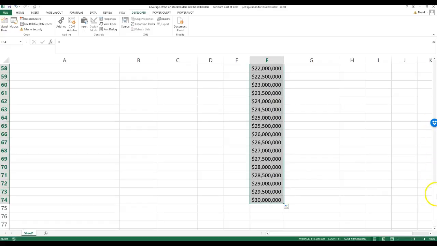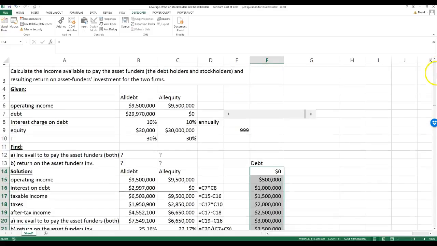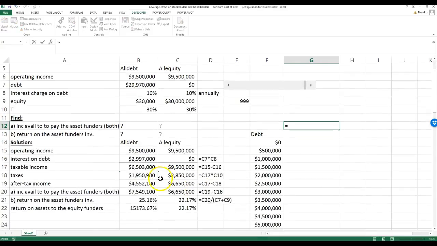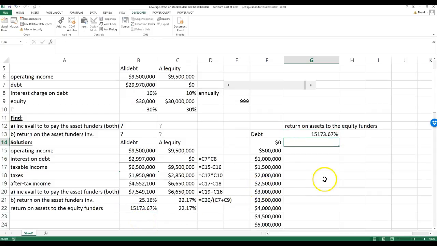And then if we go back up to the top, I'm going to go equals, and that's going to equal the return to the equity funder. So I'm going to click on that. And here I'm going to go equal. We're going to use this number right here. And when you do a data table, you have to do this exactly. This has to be equal to that, right? Let me put a little equals formula text.